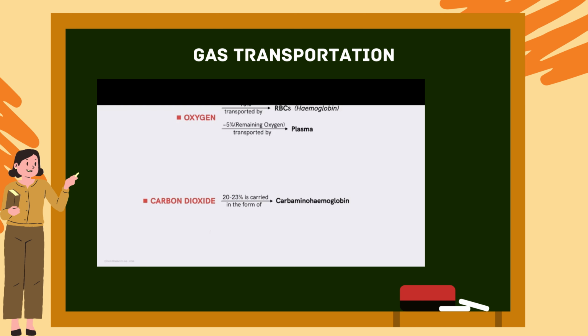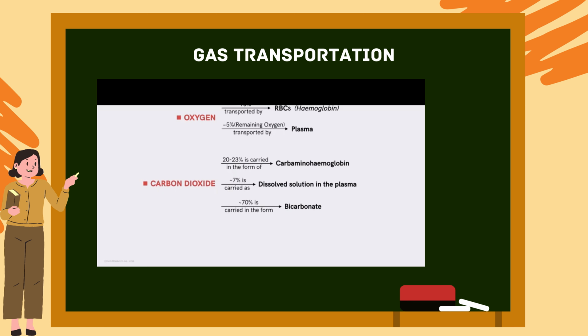Well, carbon dioxide is mainly transported through the plasma. This occurs in two forms. Around 7% is carried as dissolved solution in the plasma, and the remaining 70% is carried in the form of bicarbonate. The conversion of carbon dioxide into bicarbonates is carried out by the enzyme carbonic anhydrase. This enzyme converts carbon dioxide and water to give bicarbonates and hydrogen ions.